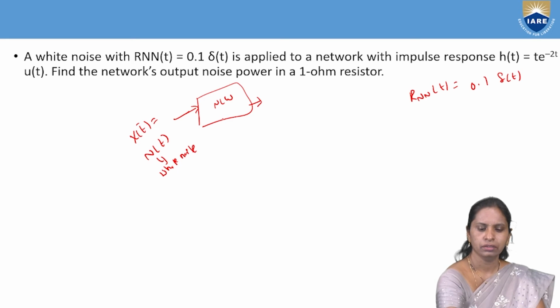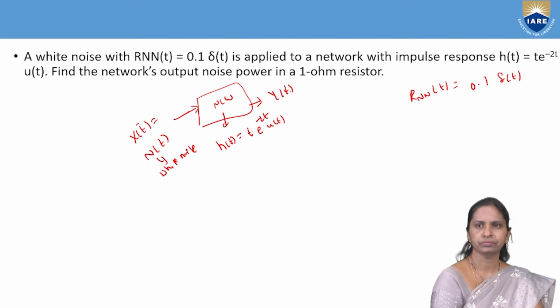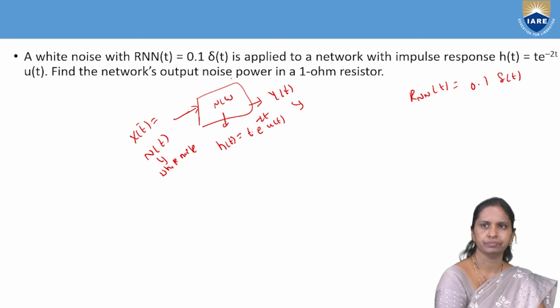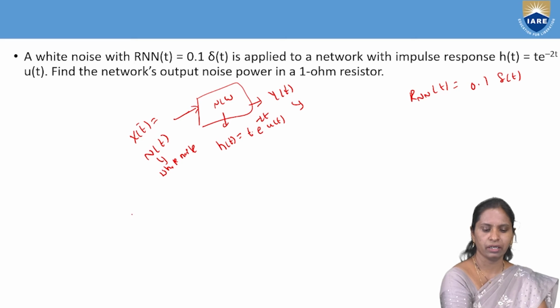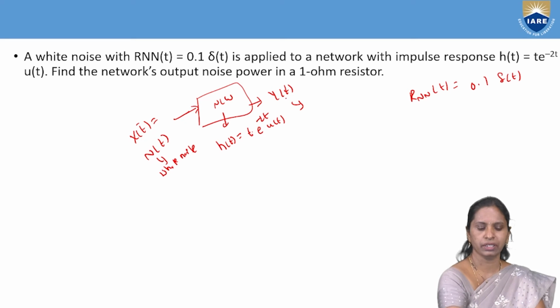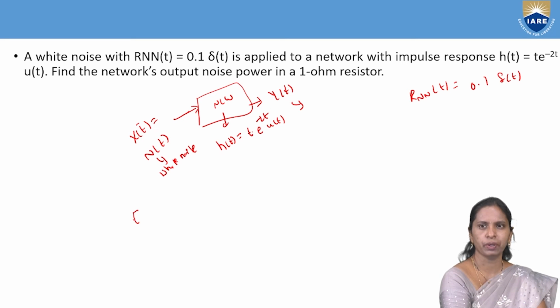And what is the impulse response of the system? It is given as t into e power minus 2t u of t. Then we are getting the response of the system, which is nothing but the network's output. And what do you have to calculate? You have to calculate the network's output noise power. Now the network output is y of t. Then what is the network output power? Nothing but y square of t only.